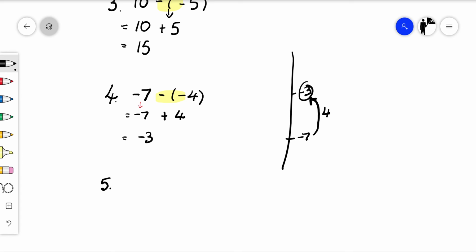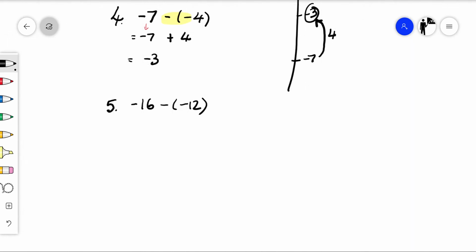Number 5. Negative 16 subtract negative 12. I am subtracting a negative. Subtracting a negative behaves like addition. This stays the exact same. This still remains negative 16. So this is like starting at negative 16 on a number line and moving up 12. That's going to get us closer to 0. It's going to get us to minus 4.